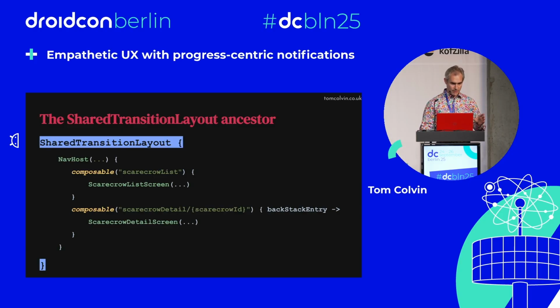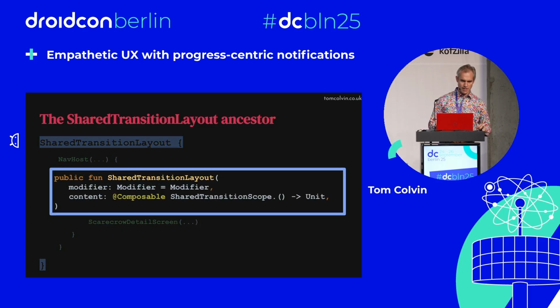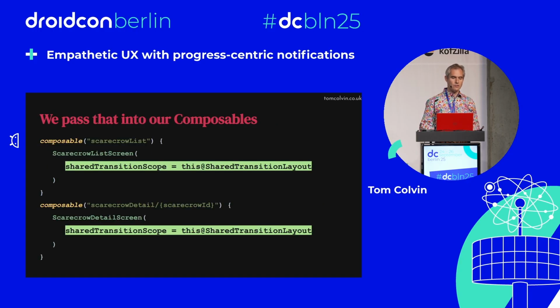That gives us a couple of things. One of the most important things it gives us is a composable shared transition scope. So the content argument to shared transition layout, basically what goes inside your curly braces after that, has a shared transition scope receiver. We will need that later, bear that in mind. So what we will do is we will pass that scope that we've received into our composables like this. So we will take shared transition scope, pass it into the list screen, pass it into the detail screen. We will use that later, keep that in your mind.